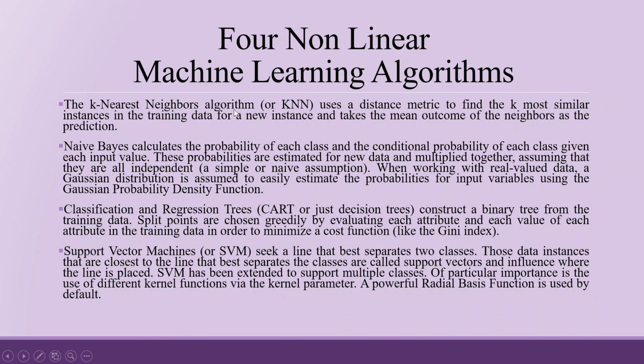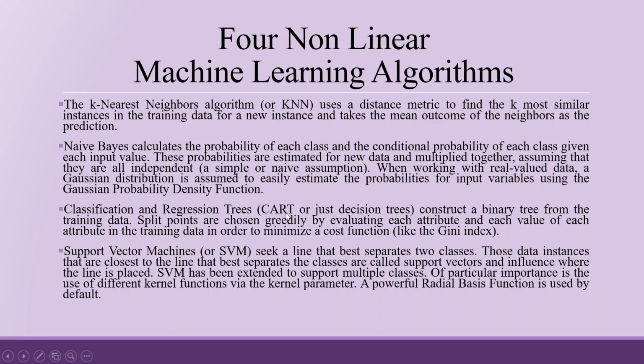In the case of the k-nearest neighbors algorithm, or KNN, it uses a distance metric to find the k most similar instances in the training data for a new instance and takes the mean outcome of the neighbors as the prediction. Basically, they are non-linear algorithms. Naive Bayes calculates the probability of each class and the conditional probability of each class given each input value. These probabilities are estimated for new data and multiplied together, assuming that they are all independent. When working with real-valued data, a Gaussian distribution is assumed to easily estimate the probabilities for input variables using the Gaussian probability density function.